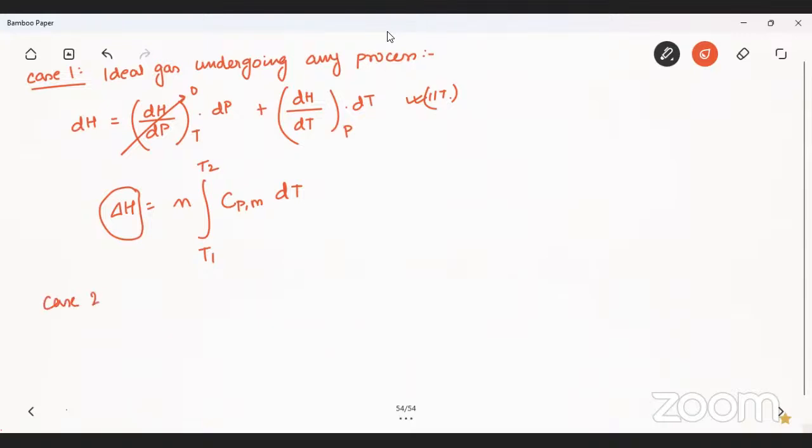Okay, so case 2. Case 2 is for real gas. It is for the real gas undergoing isobaric process. Isobaric process first. So here, what formula will you use?